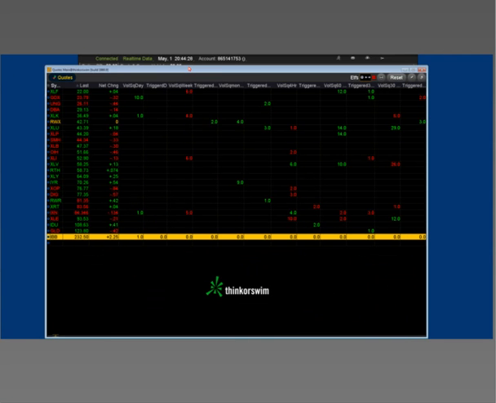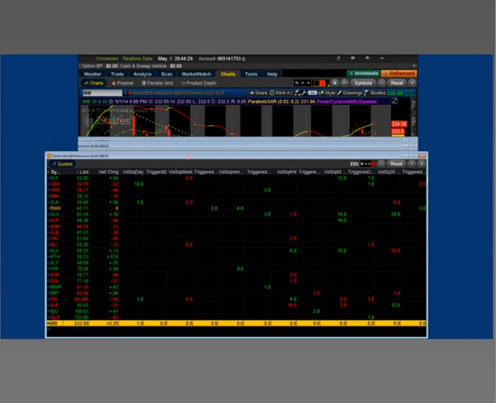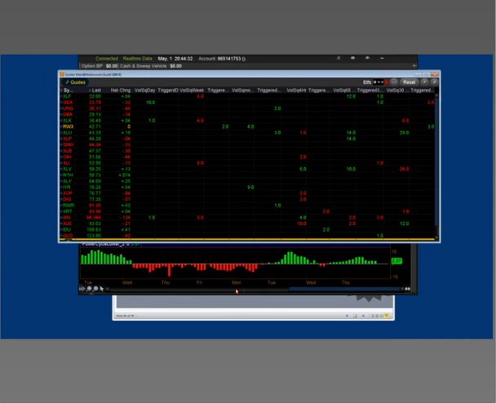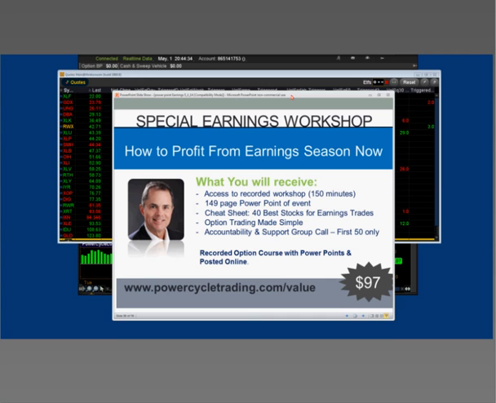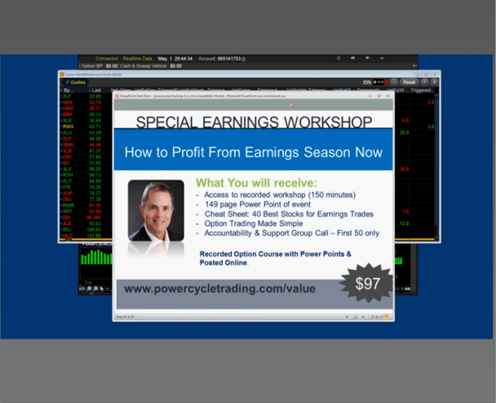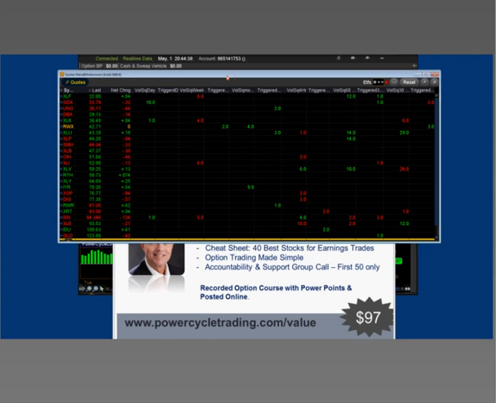This is my scanner, and I actually have all the ETFs up on it. So let me see if IBB's on it. And here's the link again if anybody does need that.